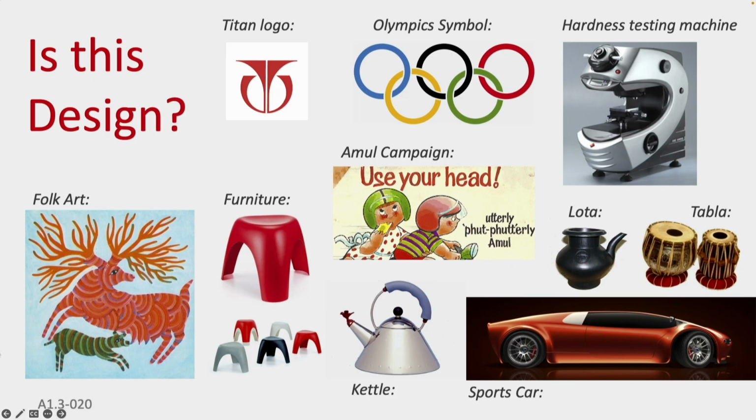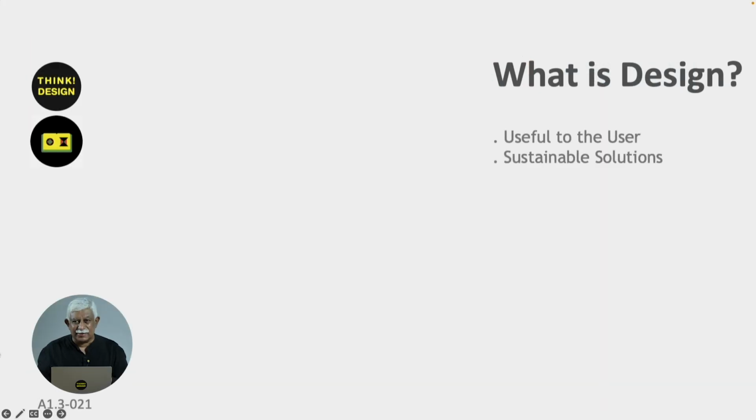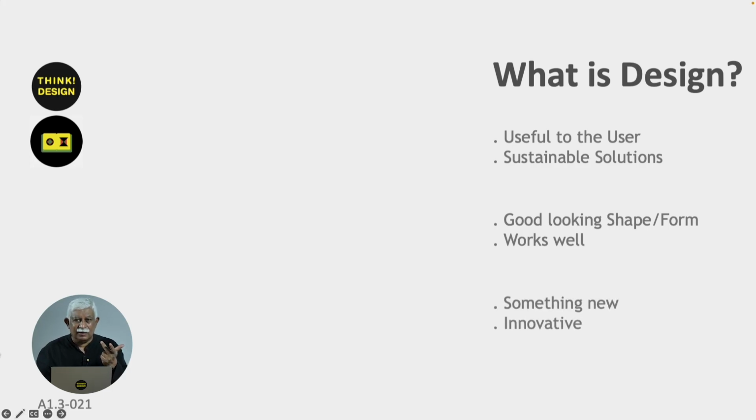Okay, so we are asking, do you think all these are design? So let's look at what is design. So user, as we know, is important. Sustainability is important. Good looking, that means the form and shape makes a difference. Not just that, it has to work well also, it has to be functional. And design is always about something new, something innovative. It's designed well, you say it, okay. And basically it has to solve existing problems, maybe step by step.